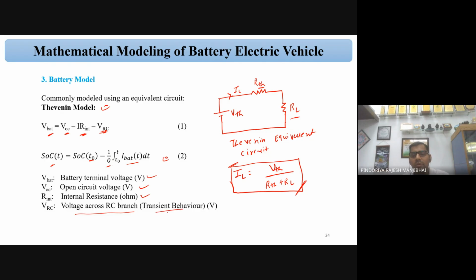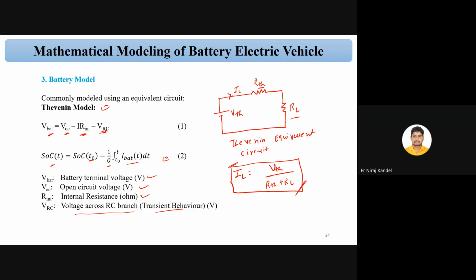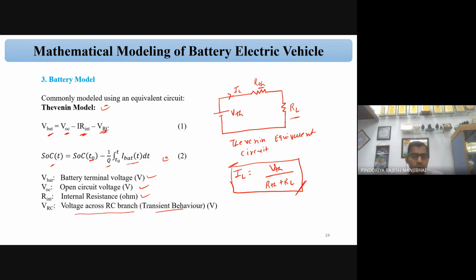That is the transient behavior. Correct? So this is the model for the battery. So you have to design the battery also. So is Q reactive power or charge? Sorry, Q is a charge, not the reactive power. Q is electric charge, not the reactive power. So based on the Thevenin model, we can make the battery model.